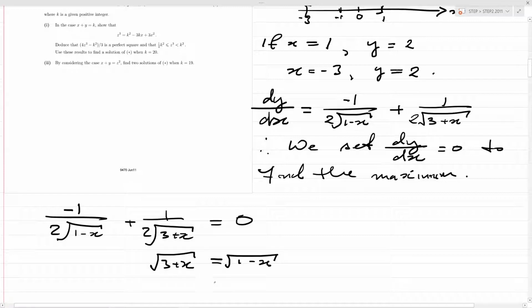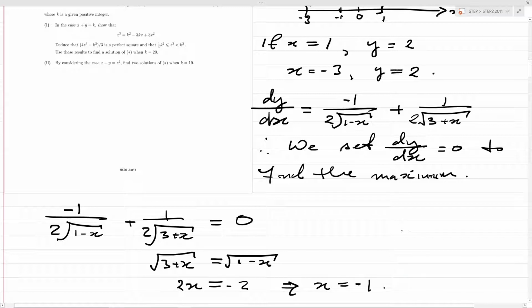Then when we square both sides, that's how you would solve this, and you notice 3 plus x equals 1 minus x, so you'll get that 2x is equal to minus 2, implying obviously that x is going to be minus 1. So we found that maximum value, and notice there were no other solutions to this equation apart from x equaling minus 1. So that means, therefore, that we have the graph, really.